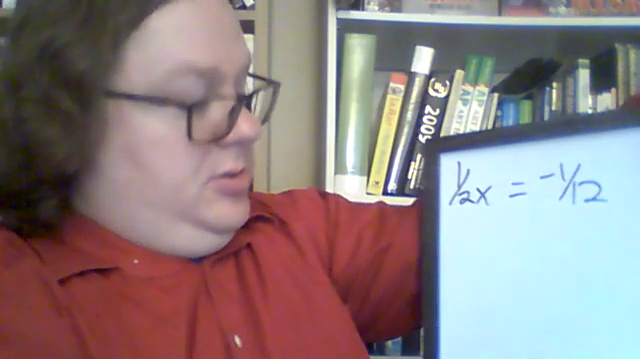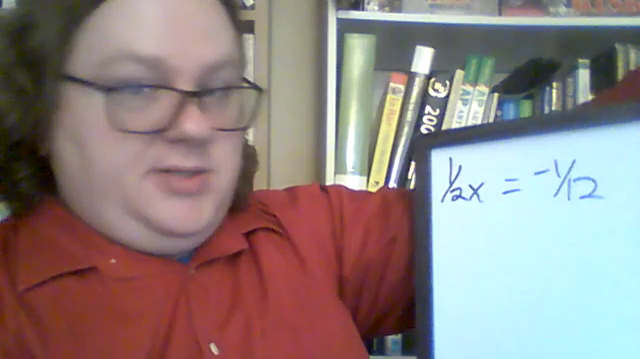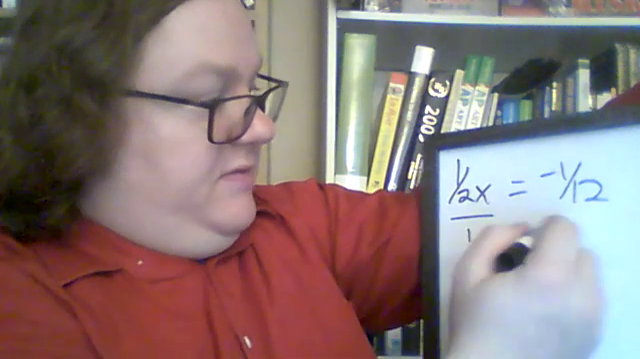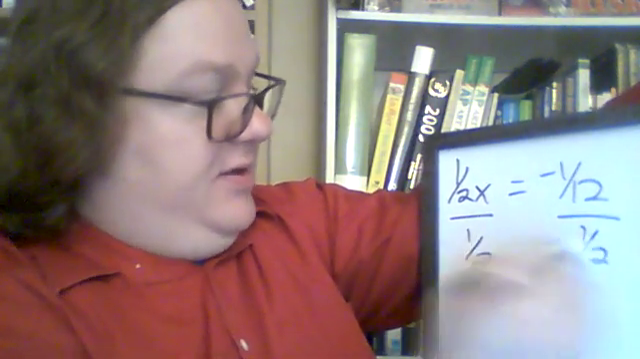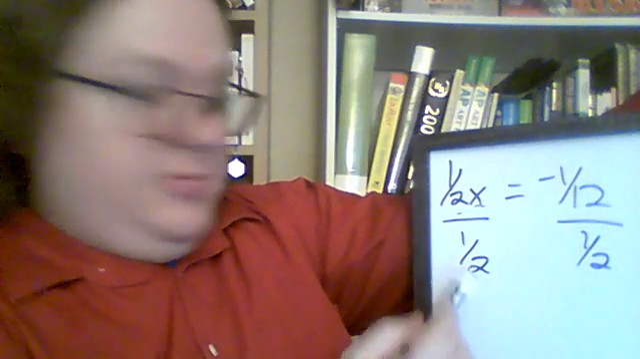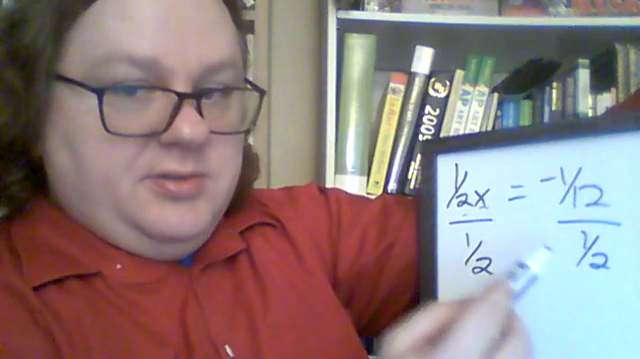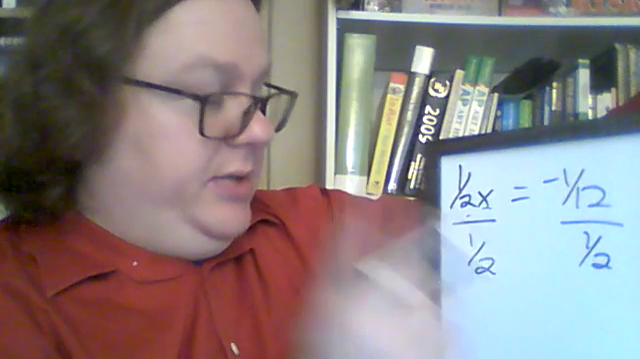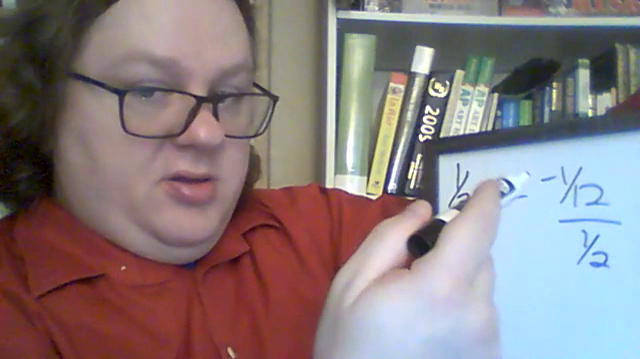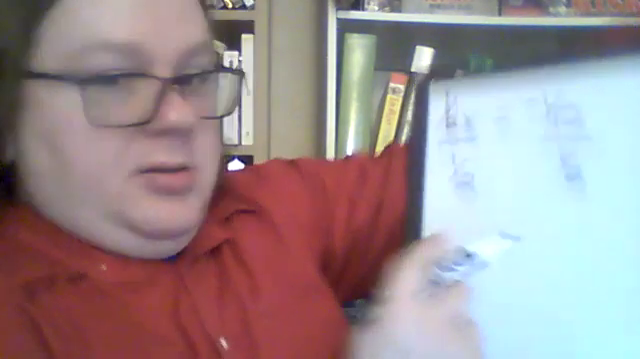Now, the trickiest bit of all is dividing fractions, because we have to divide this by 1/2 and divide this by 1/2, because 1/2 is multiplying the x, so we have to divide, right? To divide a fraction, there's one easy trick, and what it is you take the second fraction and you flip it and then multiply. So let me show you what I mean.